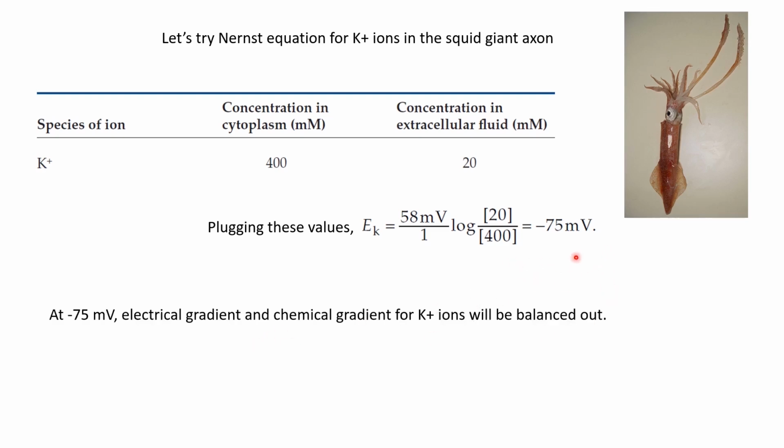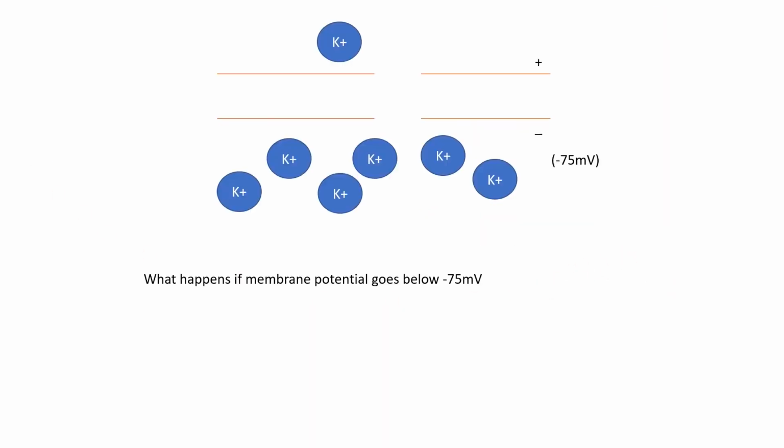So this is the value of the membrane potential at which the electrical gradient and chemical gradient for potassium ions will be balanced out. And there will be no net driving force on the potassium ions if the membrane potential is equal to -75. So we saw that the potassium equilibrium potential is -75 millivolts, and if the membrane potential is equal to that value, then there is no net movement of potassium ions because the two gradients, electrical and chemical, balance out. Now let's consider what would happen if the membrane potential is lower than -75. So say it is -80 millivolts or -90 millivolts.